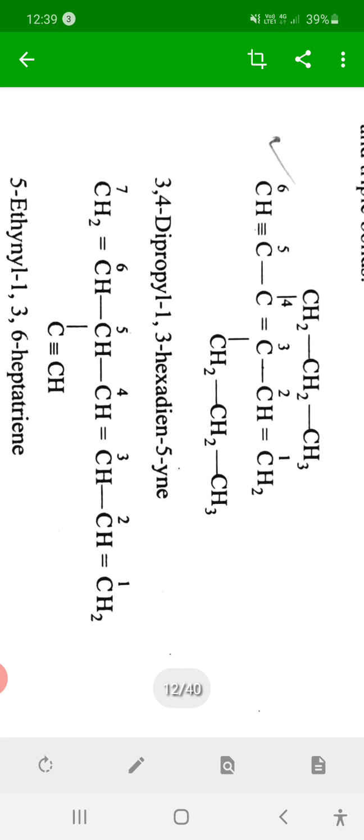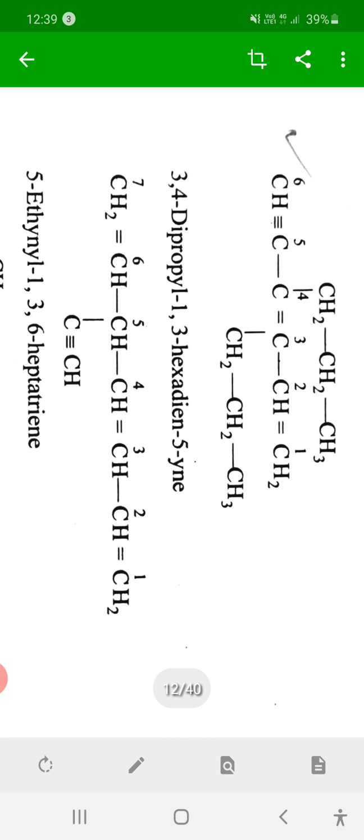Here double and triple bonds are also there. Two propyl groups are there, therefore 3, 4. Numbering from which end? Here on the first carbon double bond is there, 2 double bonds, therefore here 3, 4 dipropyl 1,3 hexadiene 5 yne. Here 1 and 3 positions, 2 double bonds.